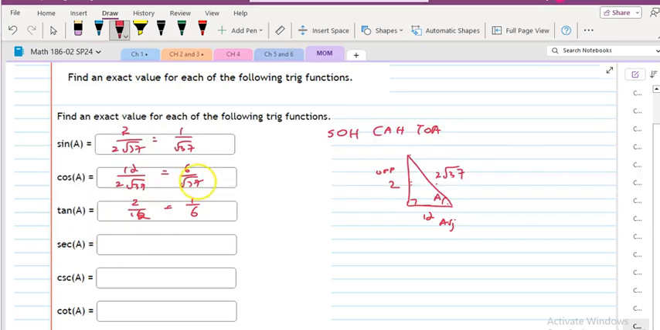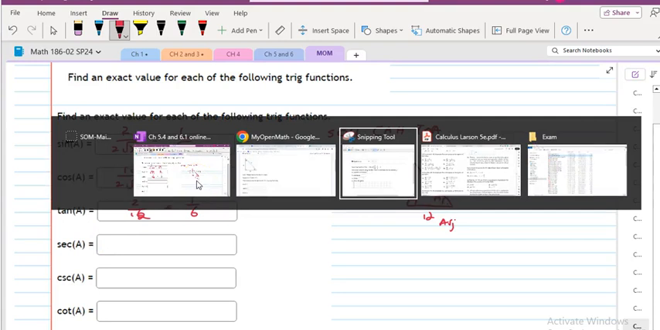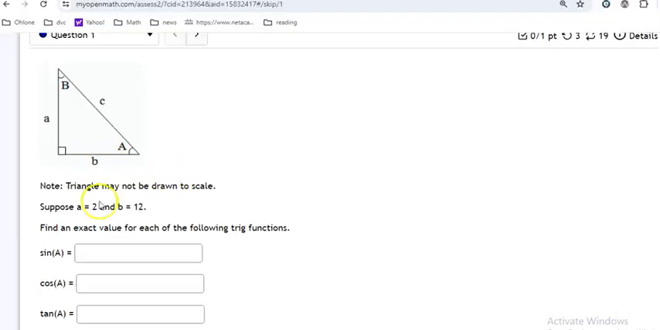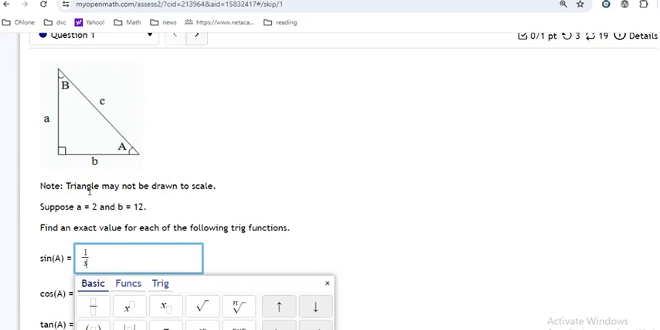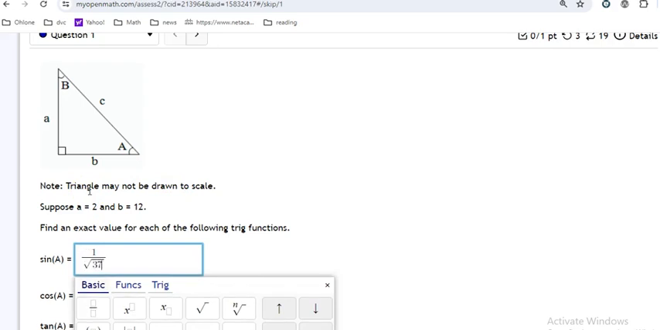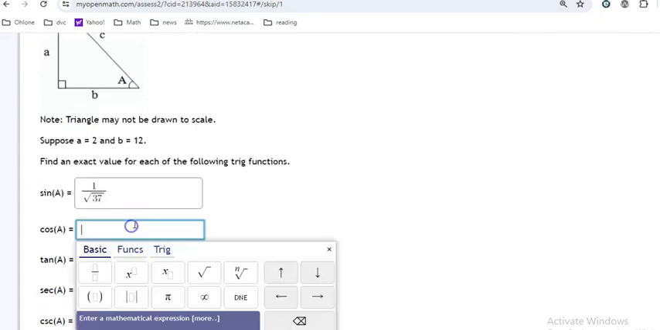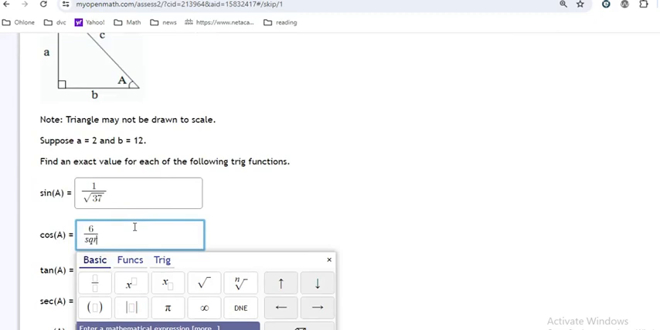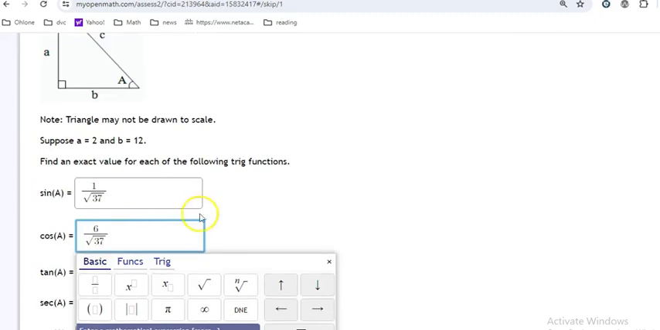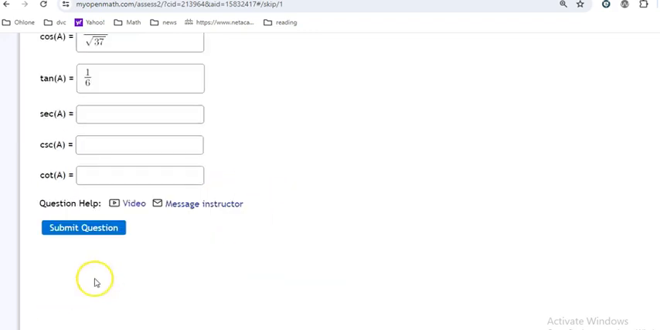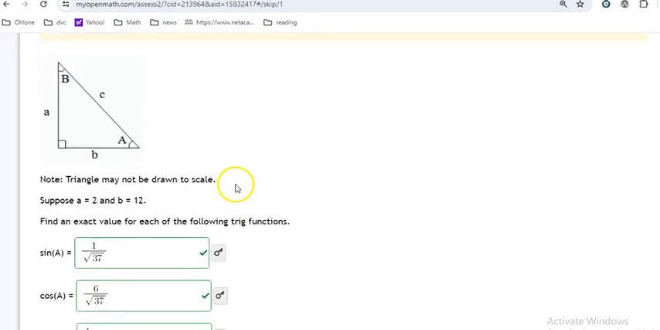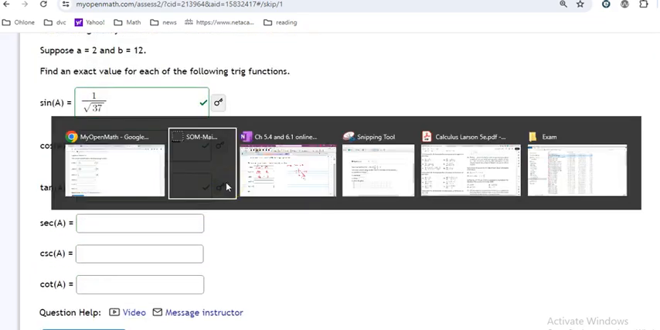Let's write them down. Let's input it first: 1 over root 37, 6 over root 37, 1 over 6. Let's see if it's right. Okay, so let's continue with the other ones.